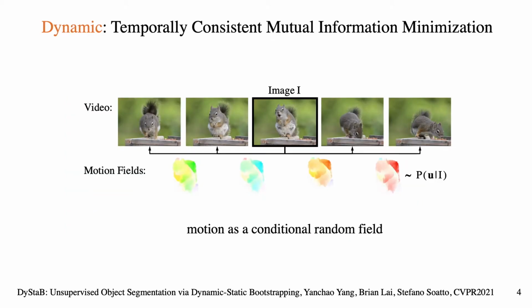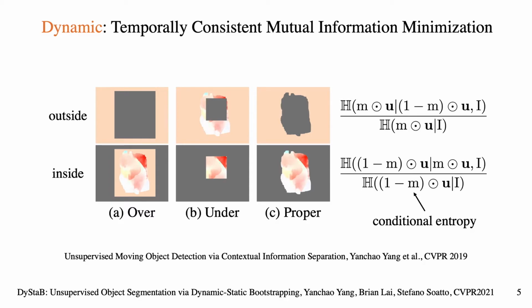The dynamic module is based on the principle of information separation across different regions. Given an image, we have a prior of what motion fields are compatible with it. This gives a conditional random field, so how do we pick a point estimate? The idea of information separation is simple.